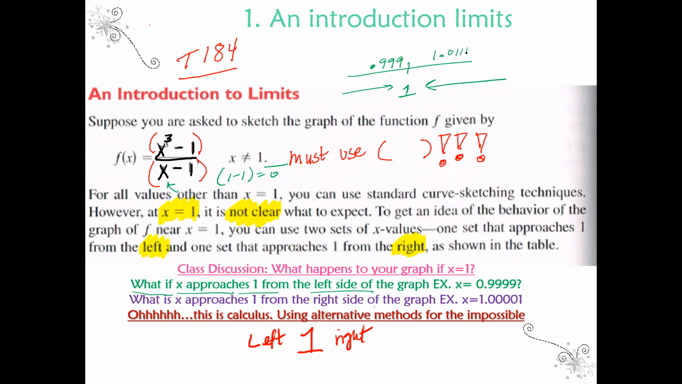And if so, if I were to plug these 2 numbers into this function, so f of 0.999 and f of 1.0111, would that result in undefined, or would it actually give me a concrete answer? So think about that.